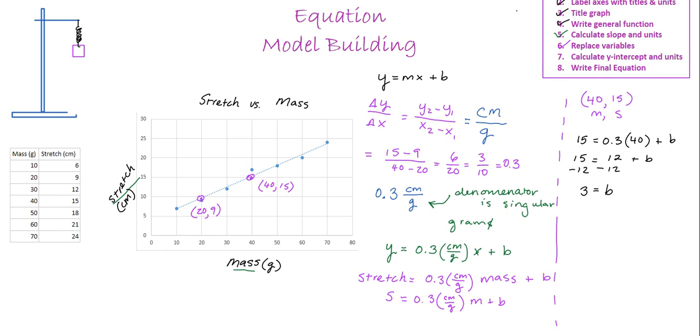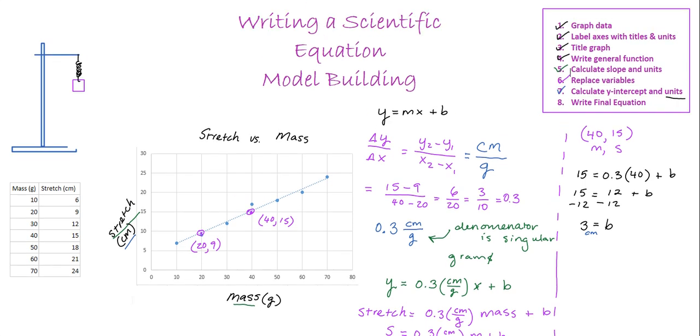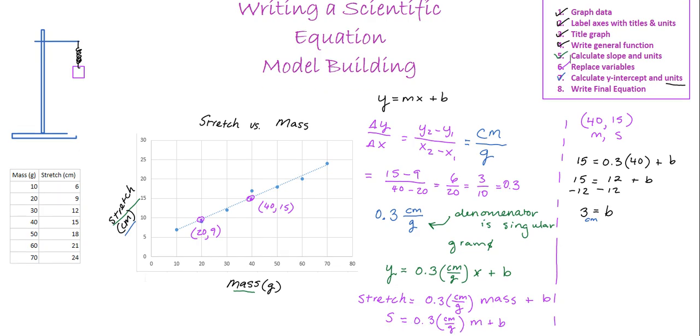Keep in mind, this again is a scientific equation, so I have to add units. I'm going to look at the graph to figure out what the units are. B is really just a special version of Y, so whatever the units of Y are automatically the units of B, and that is the centimeter. So this is actually 3 centimeters. Now it's time to write the final equation, and I'll write this down here at the bottom. Let me scroll this back so you can take a screenshot if you would like to.